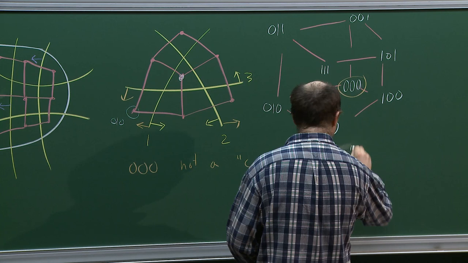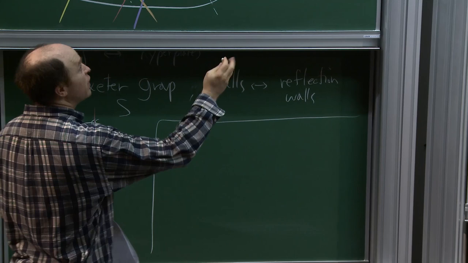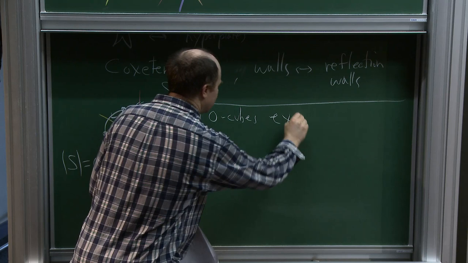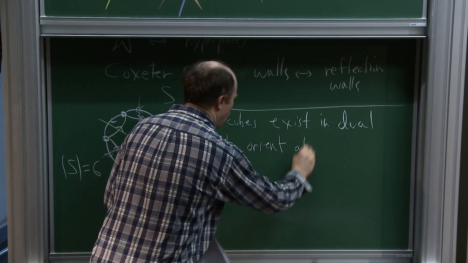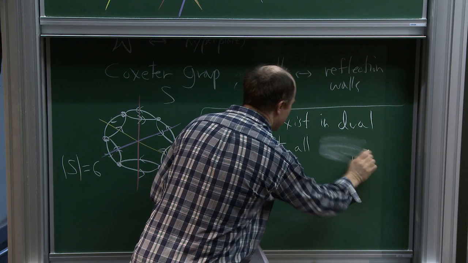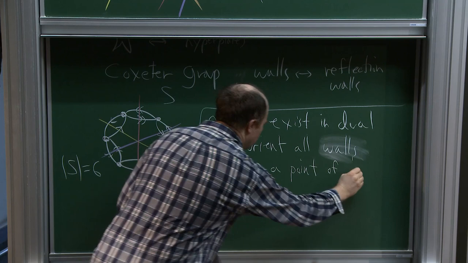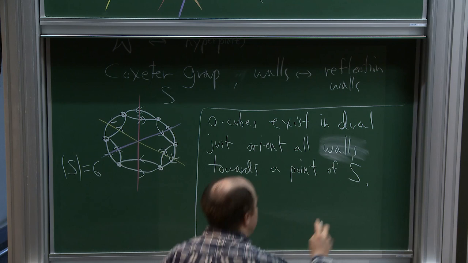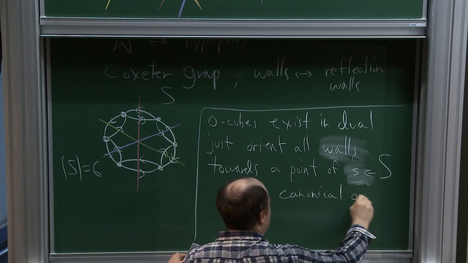Okay, I said what a canonical zero cube was. Shall I say it again? I'll put it over here. It really belongs right after we defined what a zero cube and a one cube was, and said what the cube complex was. It's an observation that zero cubes exist in the dual. Just orient all half spaces, orient all walls towards a point of S, let's name that point little s, and you'll obtain a canonical zero cube C_s.